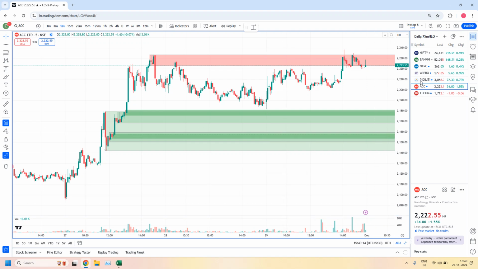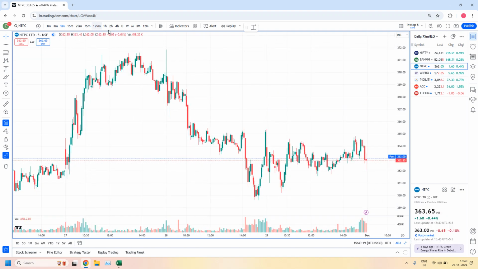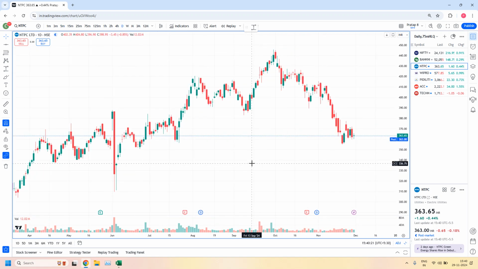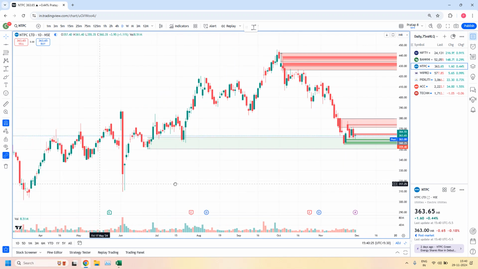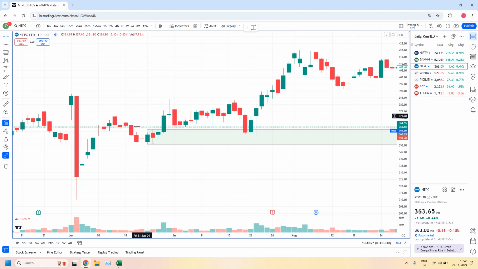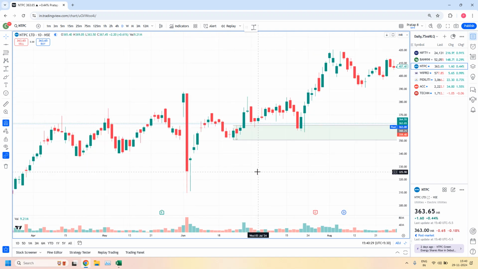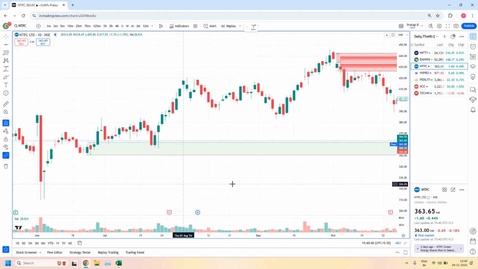There is one more trade we got, that is NTPC. This is a daily high liquidity demand zone. Let's go to the daily time frame. This is the drop, 1, 2, 3, 4, 5 base candles and a rally candle. This is what our software identified, NTPC.